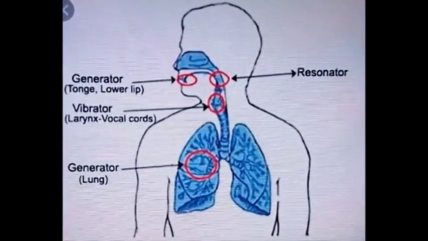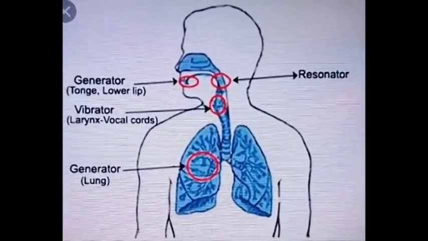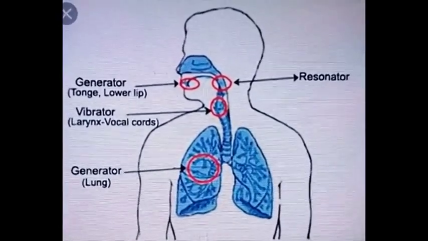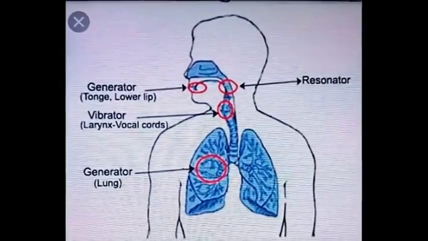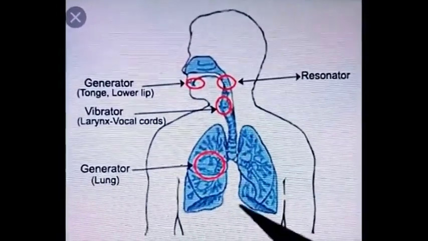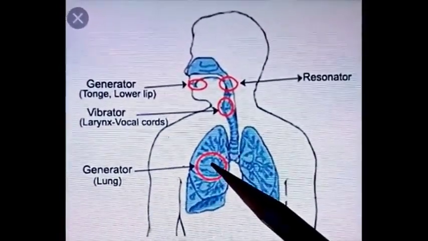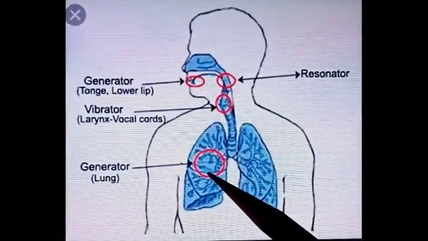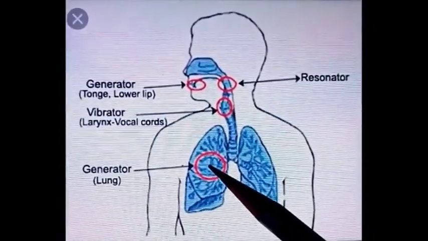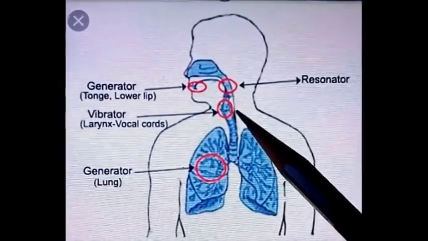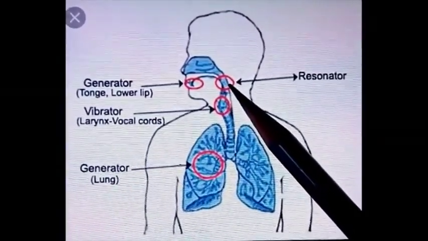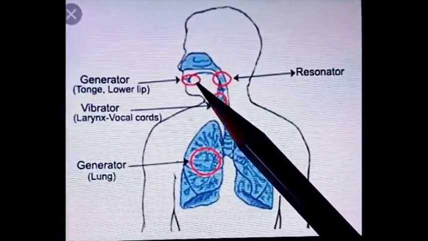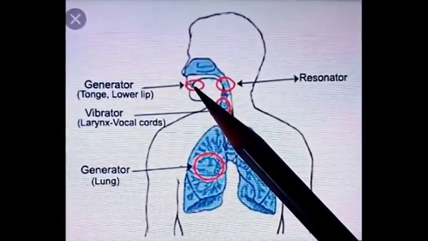An infant develops its speech at the age of 2 or 2.5 years. Mechanism of speech involves the following 4 processes. First is expired air from lungs. So lungs act as generator of voice. Then second step is vibrators. Third is resonator. And fourth is the articulators.